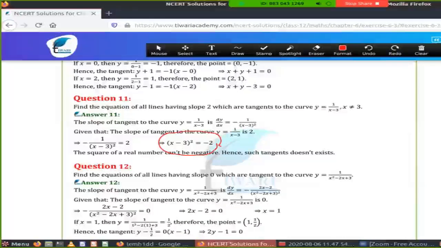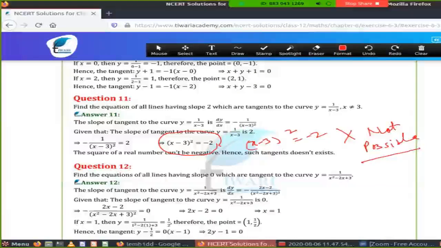When you solve the question and put both slopes equal, you get (x minus 3) whole squared equal to minus 2. Can the square of any number be negative? No, this is not a possible case, because the square of any number can never be negative. It is always positive. In this question you have to say no. The square of a real number cannot be negative, hence such a tangent does not exist.